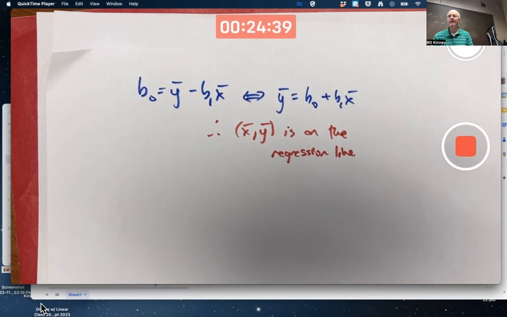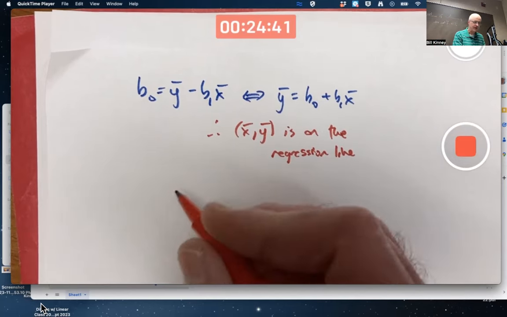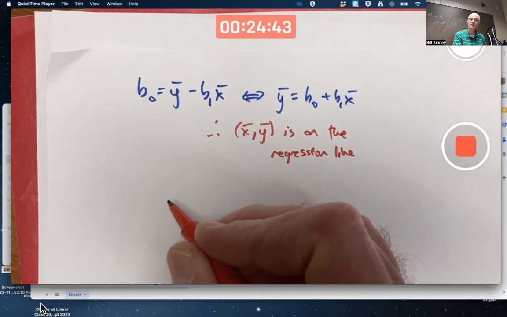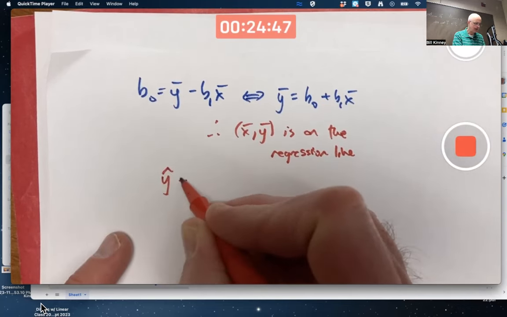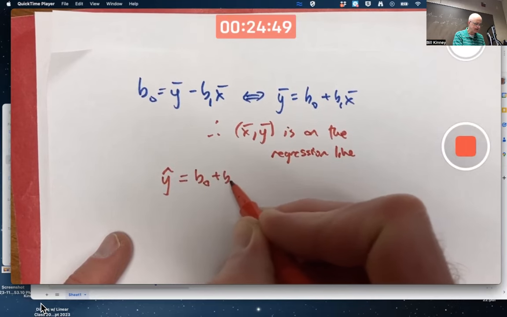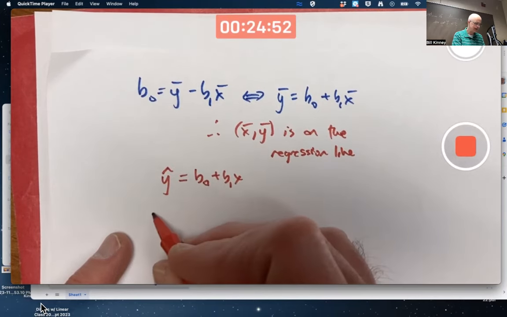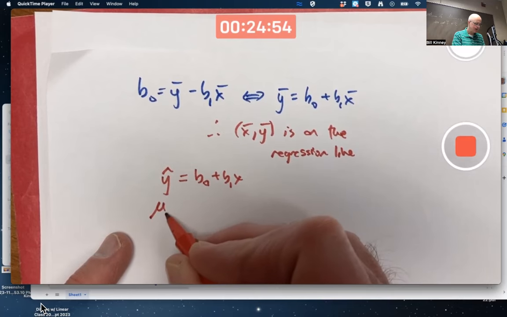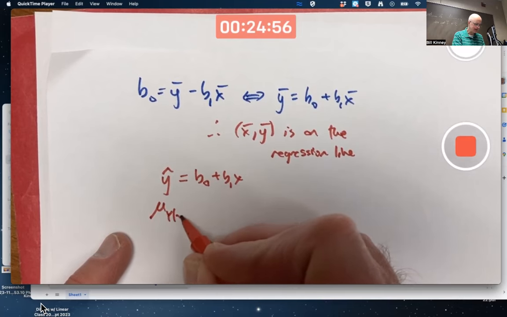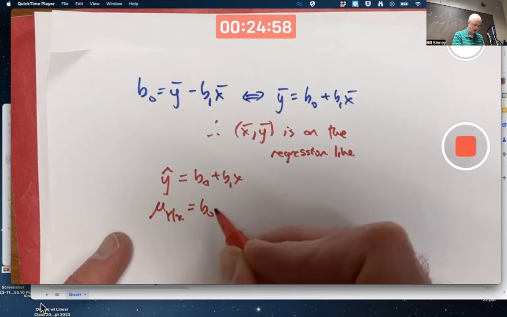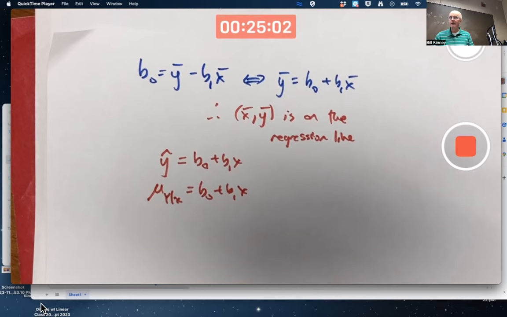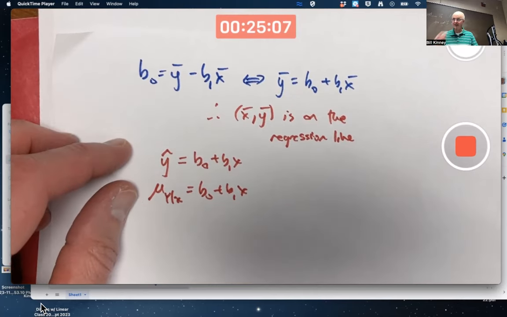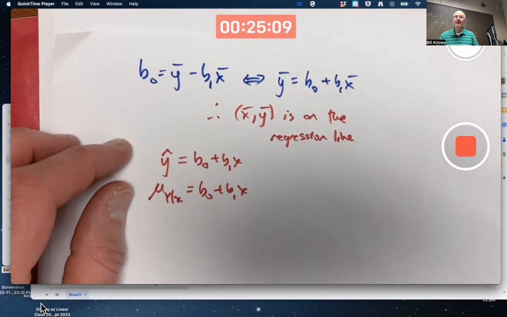One thing I didn't have time to emphasize on Tuesday was that the formula for the regression line in our book is written in 2 ways. One way is as y hat equals B0 plus B1x. And another way is as mu sub y given x is B0 plus B1x. Right? You read about that, it came up on the homework. Both ways of writing the equation of the regression line are valid, are fine.